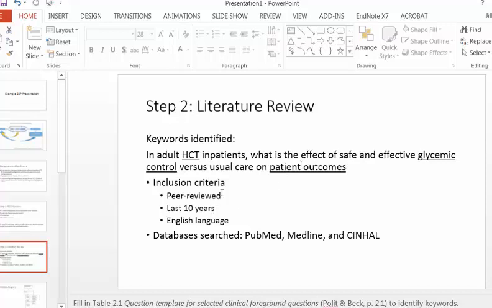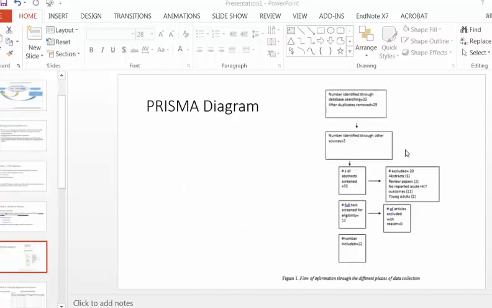My inclusion criteria were peer-reviewed articles within the last 10 years in the English language. I searched 3 databases, PubMed, Medline, and CINAHL. Initially, I found 33 articles. After I removed duplicates, 29 were left. As I went through the articles, I found 3 additional articles that I incorporated in here.